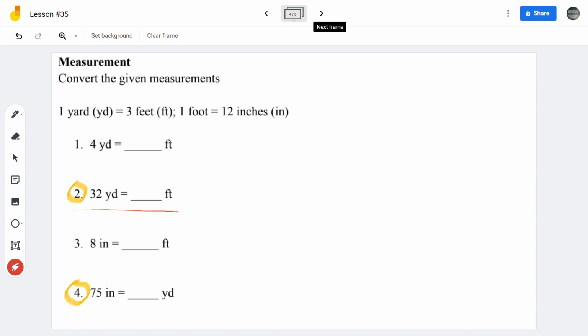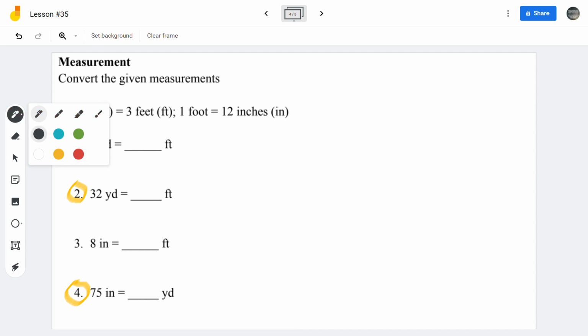Number 2, it says 32 yards equals x feet. So I'm going to replace the missing number with an x again. So what we're looking for is feet. And what we're given is yards.